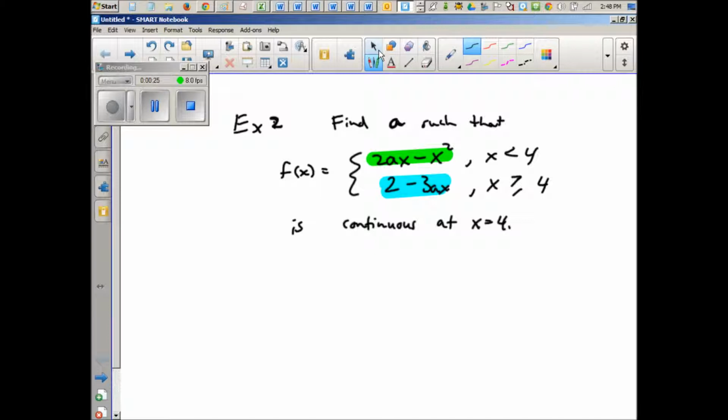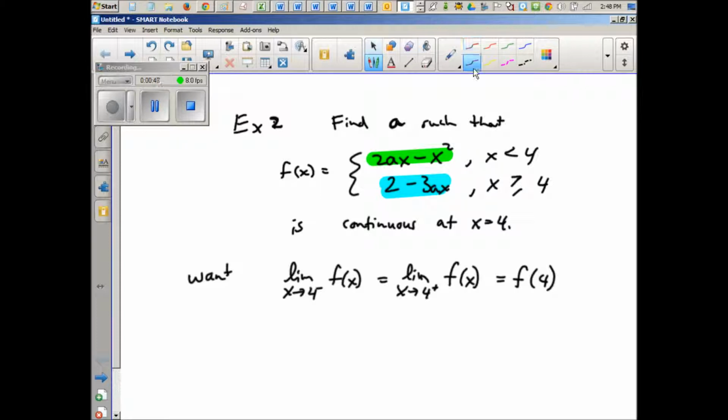And I don't think I really want to draw this, but if we want this to be continuous at 4, then we basically need the limit as x approaches 4 from the left of f of x to match the limit as x approaches 4 from the right of f of x. And this should in turn match f of 4. So if we set this up, we're forcing the limit to exist. That's this first part. And we're forcing that same limit to equal f of 4.